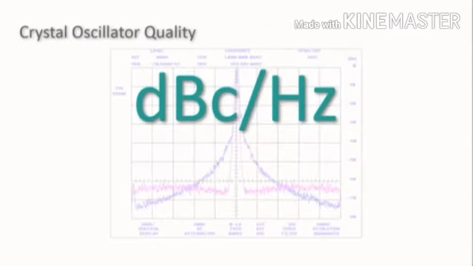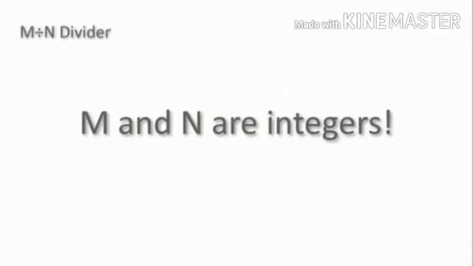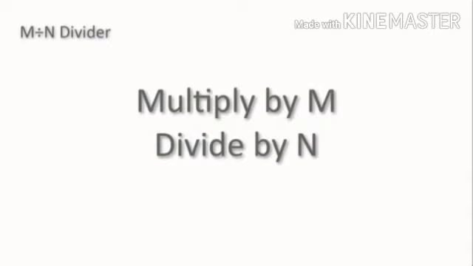Frequently, you'll see the performance specified at a 100 kilohertz offset. If you have a clock source with a noise margin of minus 130 dBc per hertz at a 100 kilohertz offset, then you have a good clock that's probably sourced from a crystal oscillator. Now that we have a stable oscillator, let's crack open that M over N divider. Now the first thing to recognize is that M and N are both integers. That is, at its core, we're multiplying the input frequency by one integer factor and dividing the frequency by another integer factor, and not necessarily in that order.